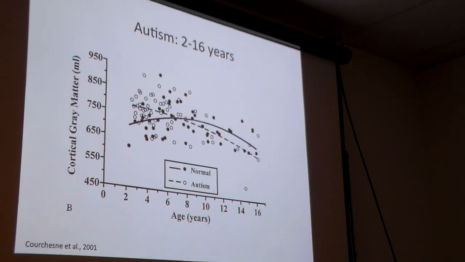So for autism, again, are there any changes in the white matter development, or is it just the gray matter that's kind of peaking earlier?